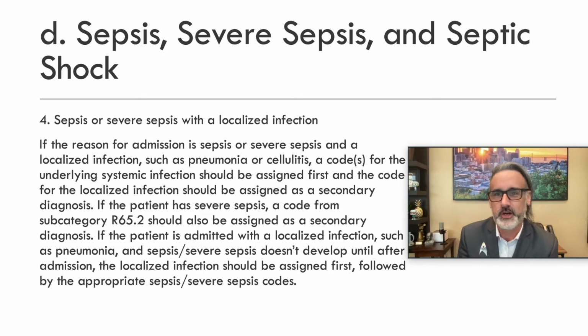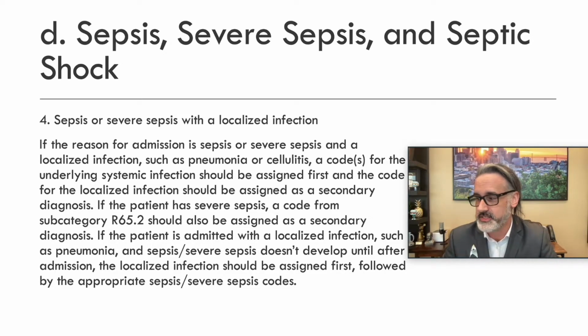Now then number 4, sepsis or severe sepsis with localized infection. As the guideline states, if the reason for admission is sepsis or severe sepsis and a localized infection, such as pneumonia or cellulitis, a code or codes for the underlying systemic infection should be assigned first, and the code for the localized infection should be assigned as a secondary diagnosis.